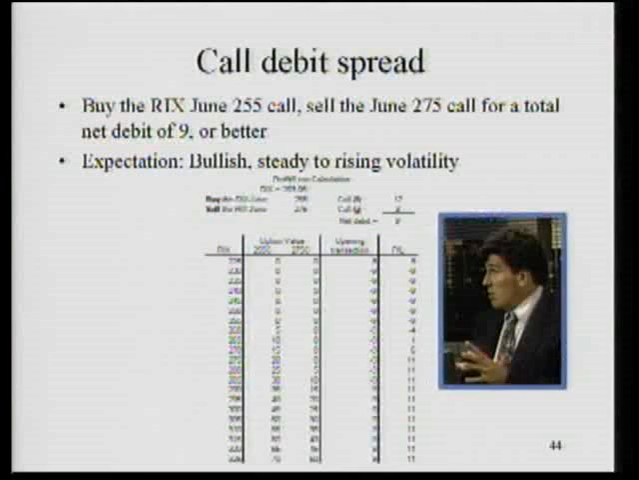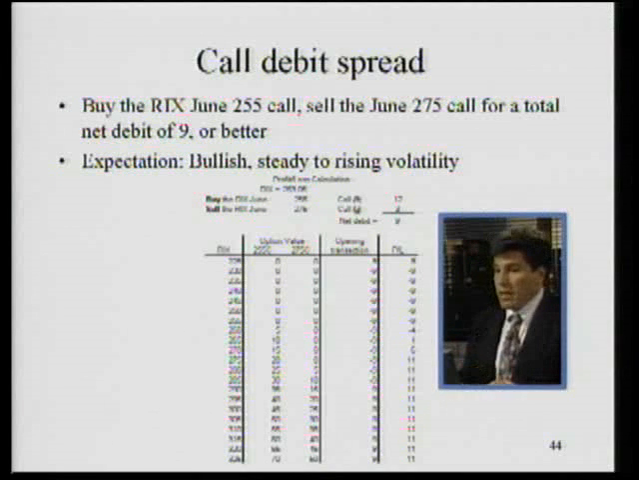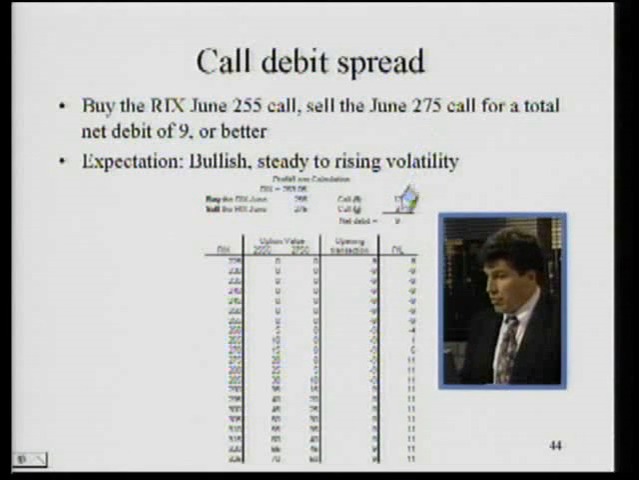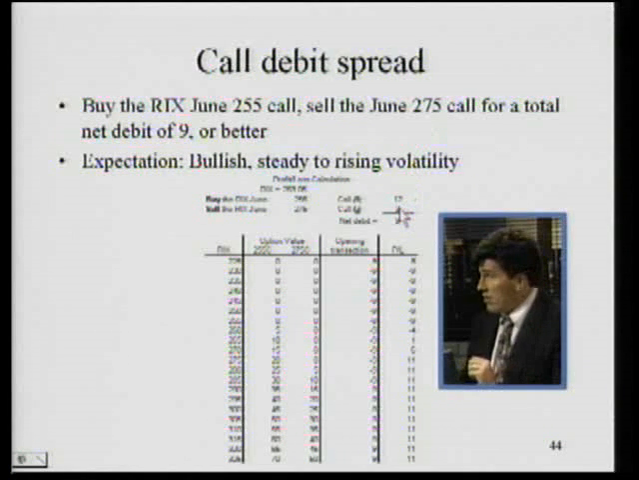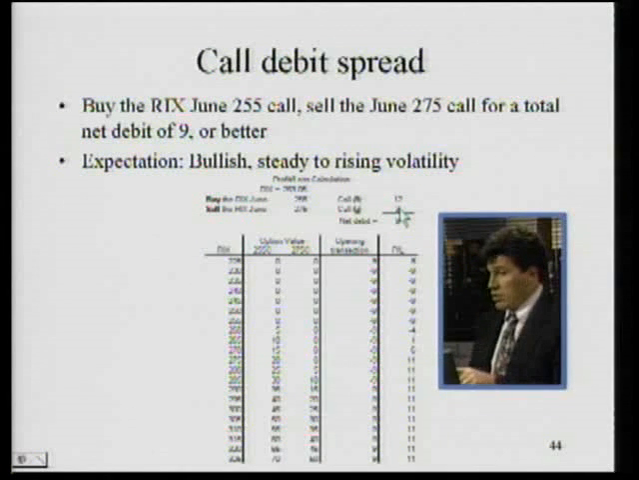Here is our option price grid, and it looks familiar to what we've been looking at earlier, but now we've got two options here because we've got a combination. In this instance, we're looking at the real estate index, the June 255 call, and selling the June 275 call. The 255 call is priced at 12. The 275 call is priced at 3. I'm not going to place an order to buy the 255 at 12 and sell the 275 at 3. I'm going to say do this spread as a package at 9 or better.